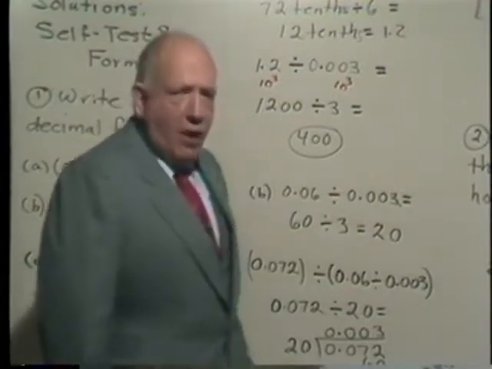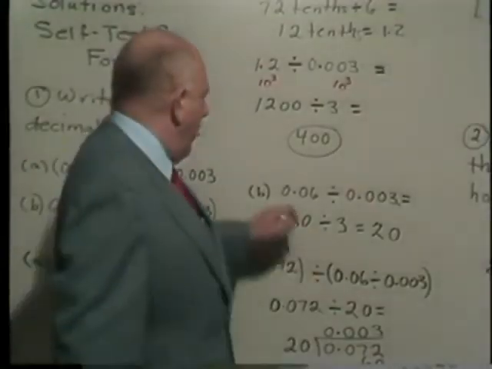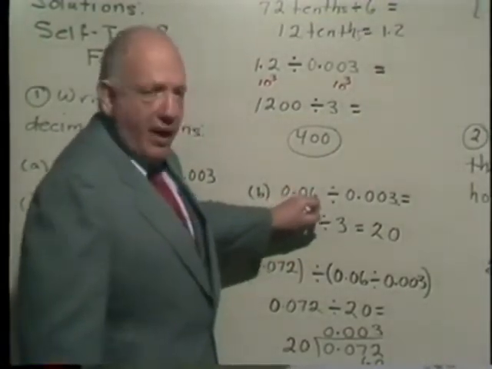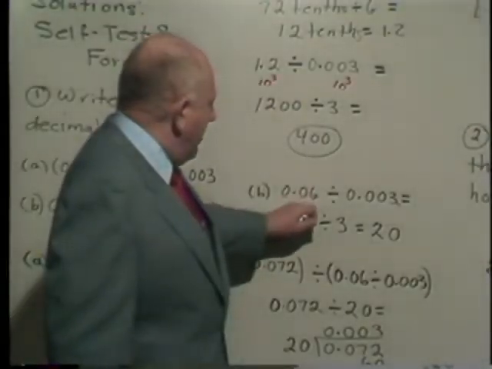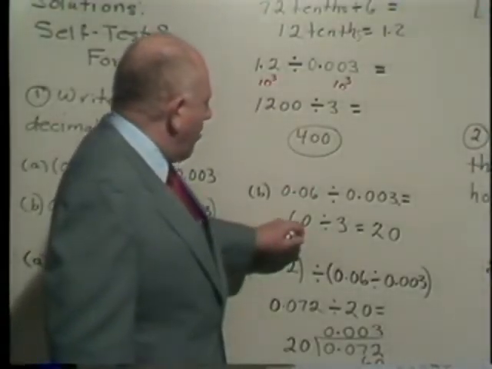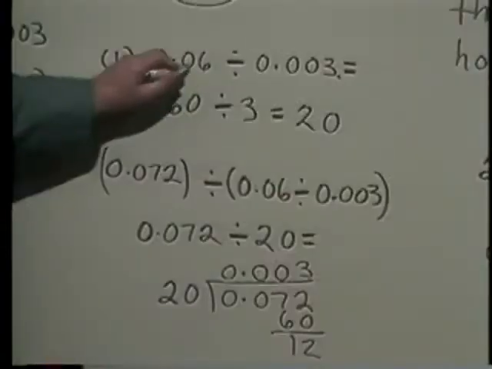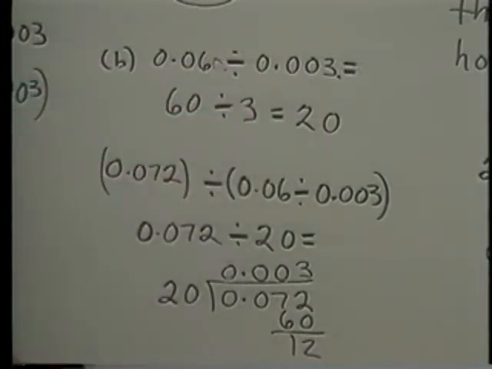If I multiply one number in the ratio by 1,000, I have to multiply the other number in the ratio by 1,000. That means I have to move the decimal point 3 places to the right here. Since there are only 2 digits, moving it 3 places means I have to annex a 0, so this problem becomes the same as 60 divided by 3. See that? 1, 2, 3. 60 divided by 3, and that, of course, is 20.